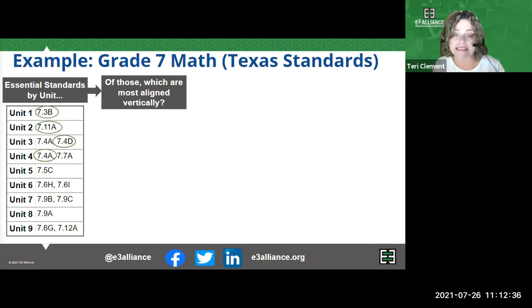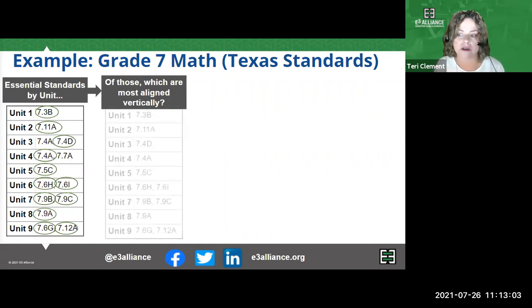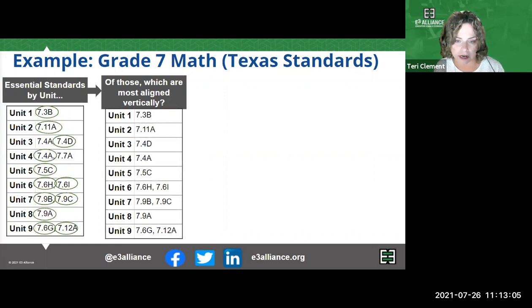As well, I can see that 7.4A continues to be an essential standard in the following unit. So selecting 7.4D as the focus for Unit 3 and 7.4A as the focus for Unit 4 acceleration is the way to go. This is supported by further comparative analysis of 7.4A and 7.7A. I know that's a lot of 7.7s, but the idea is that this deep study and this comparison of standards will help you narrow that focus each time.